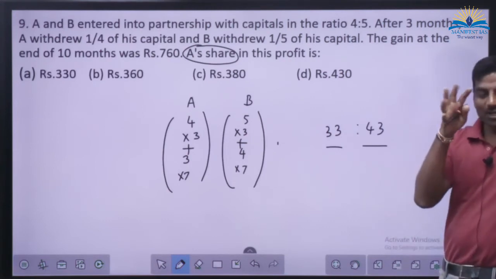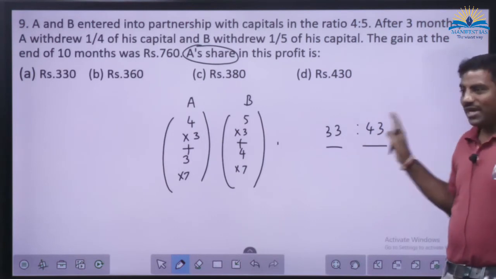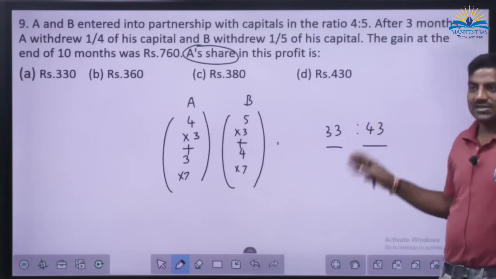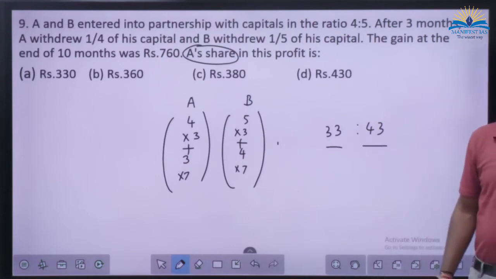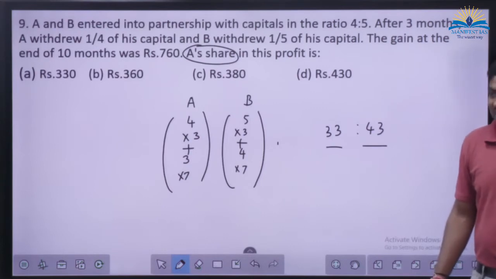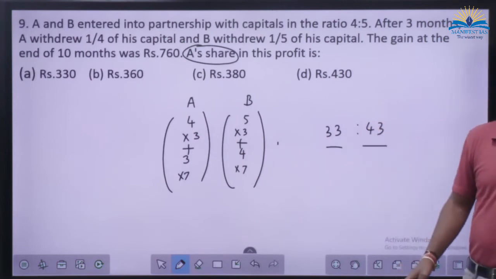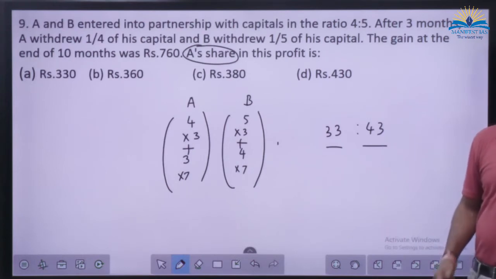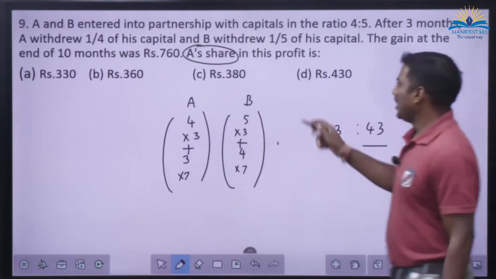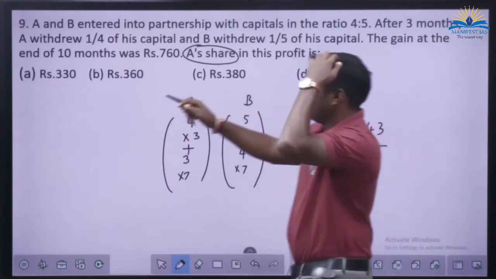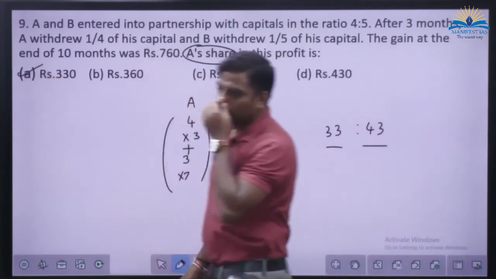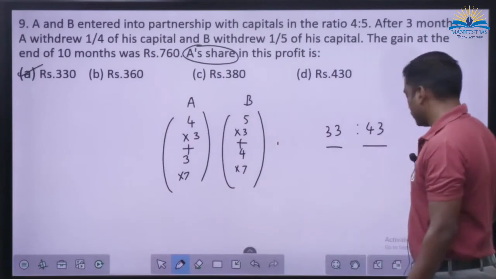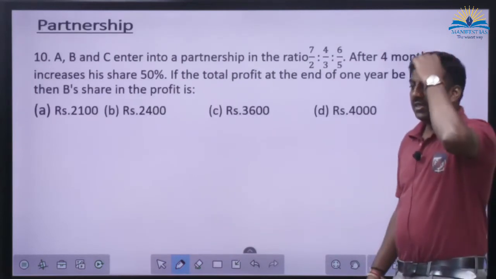So that is why your eyes have to be wide open. 33 and 43 will add to 76. Getting my point? 760 is 10 times of 76. So even the share of B or A will be 10 times of the values here, 33 and 43. 330 is the share of A and 430 is the share of B. Done? Yeah. So here A's share is 330. Next one.